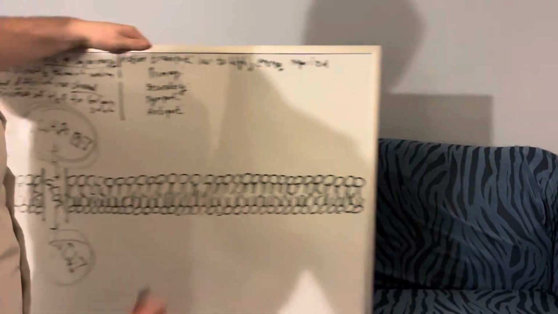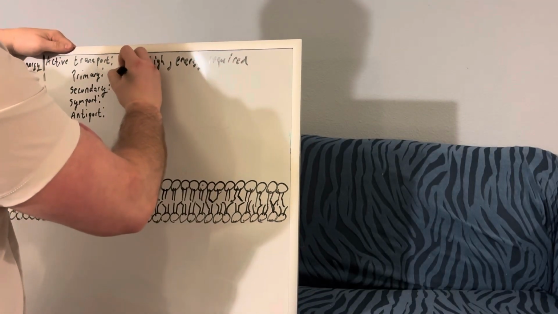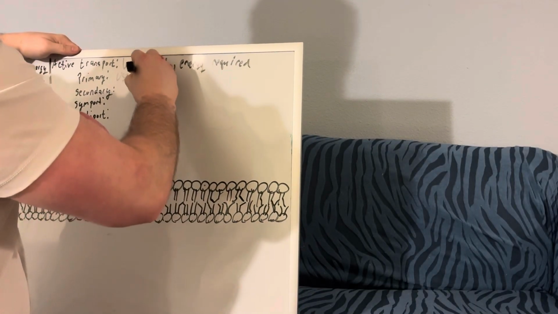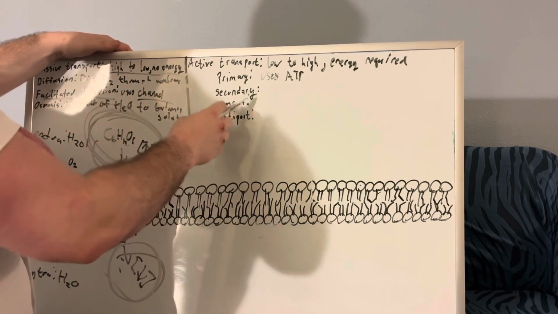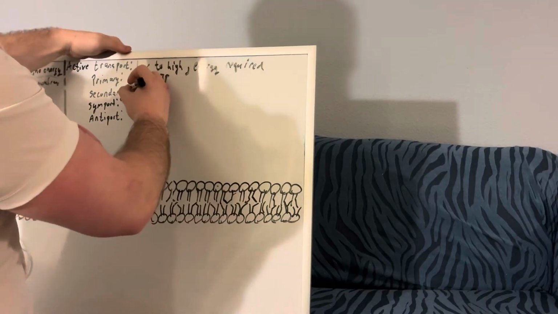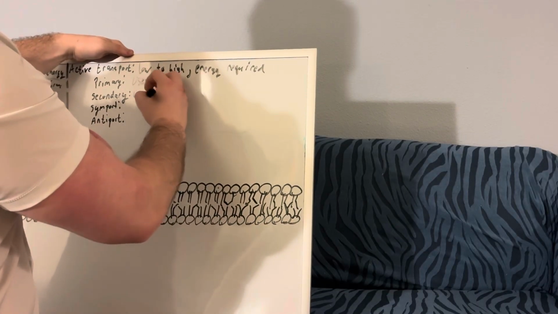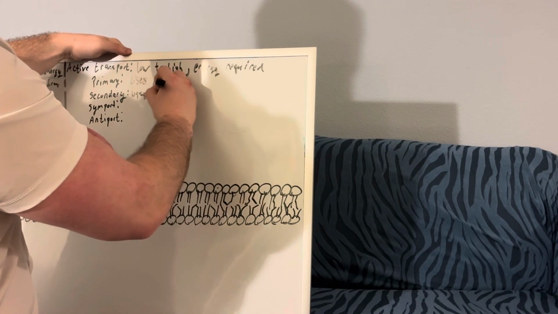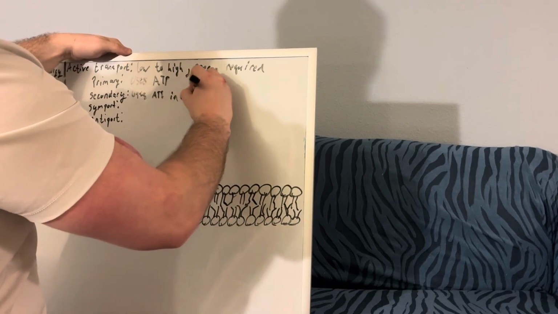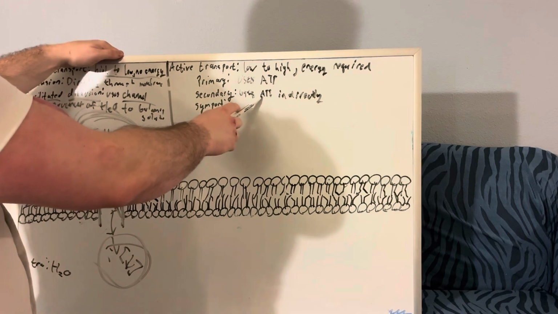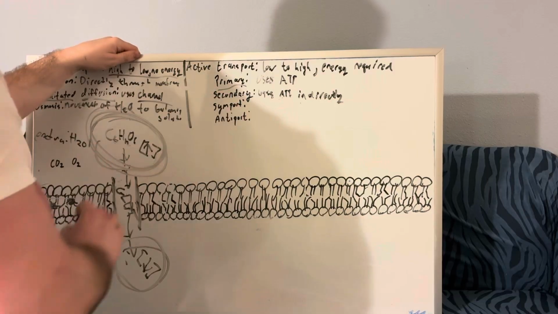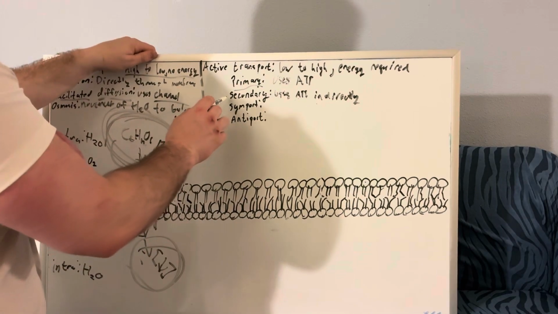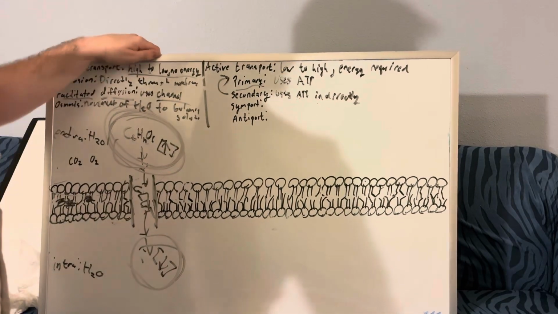Primary active transport, I'm going to write all the definitions down now, and then we'll go from there, uses ATP. Secondary active transport uses ATP indirectly. And secondary transport, it uses ATP indirectly because it's going to piggyback off the work of primary active transport. So secondary active transport is reliant on primary active transport always.